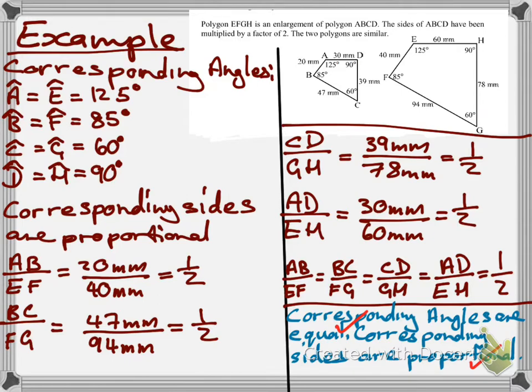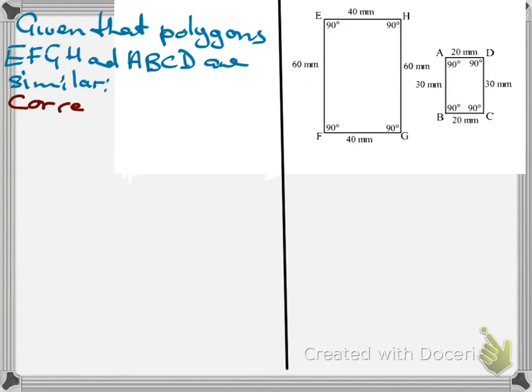Okay. Here you are given that polygons EFGH and ABCD are similar. So if they are similar, then they have to satisfy the two conditions, which are that the corresponding angles should be equal and the corresponding sides should be proportional. Let's investigate. Let's write down the corresponding angles first.